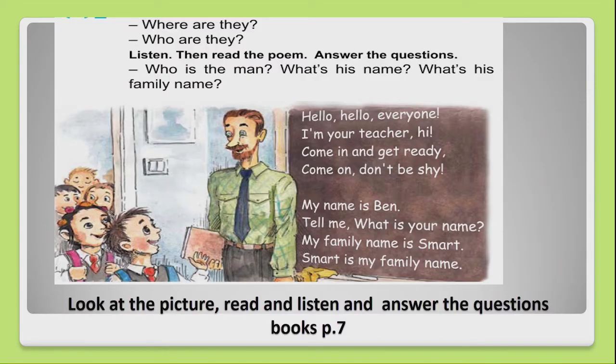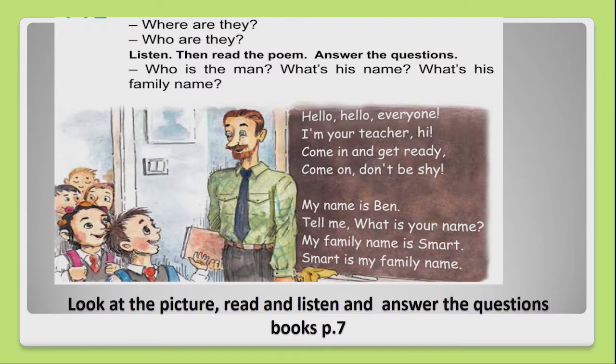Where are they? Who are they? So yes, they are at school and these are students and a teacher. Now listen and answer the questions. Who is this man? What's his name? What's his family name?